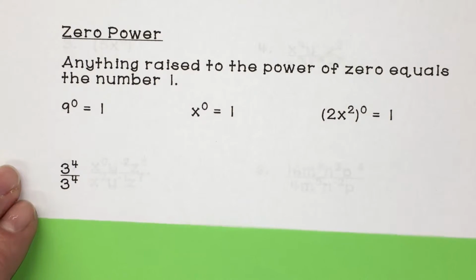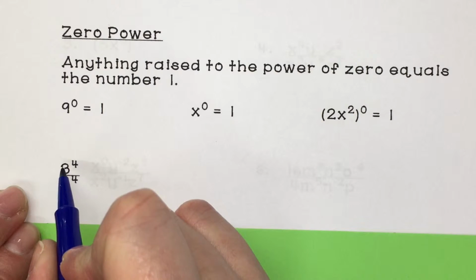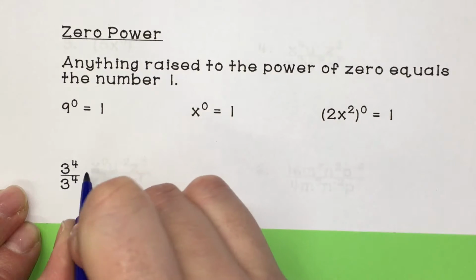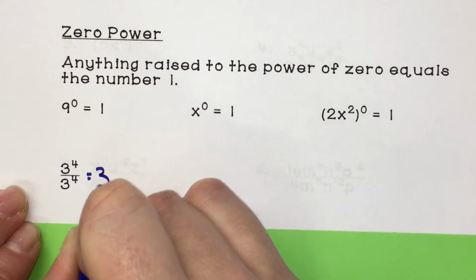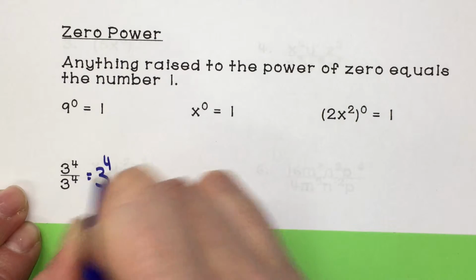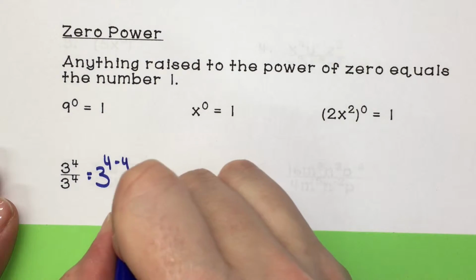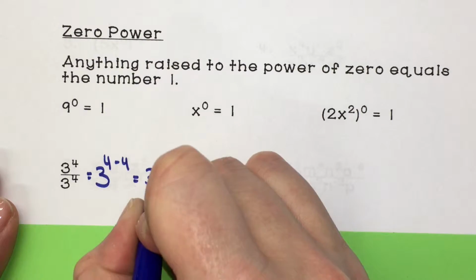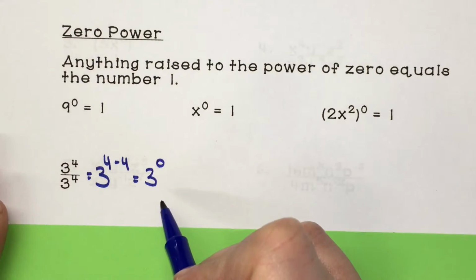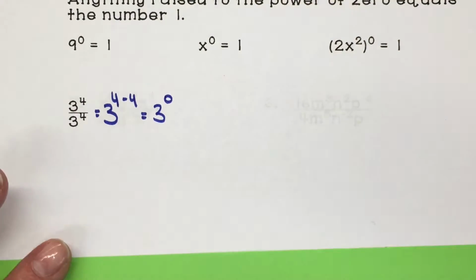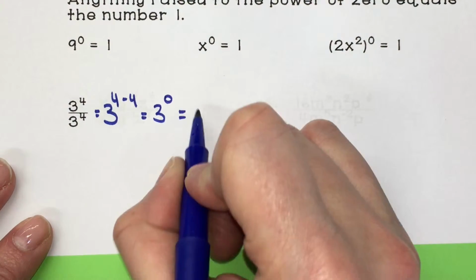So if I have bases that are the same and I'm dividing, I can just subtract the exponents. So this is 3 to the power of 4 minus 4, because when you're dividing bases, you subtract the exponents, top minus the bottom. Well, this gives us 3 to the power of 4 minus 4 is 0. Okay, so I know it's 3 to the power of 0, but let's look at why this will equal 1.